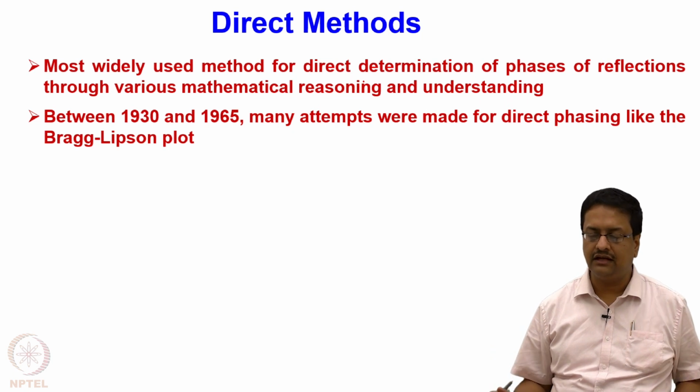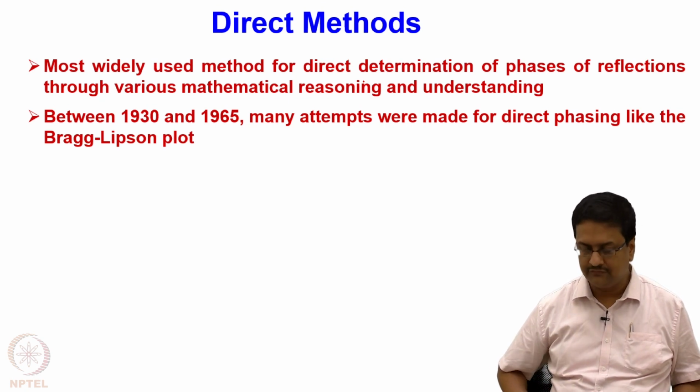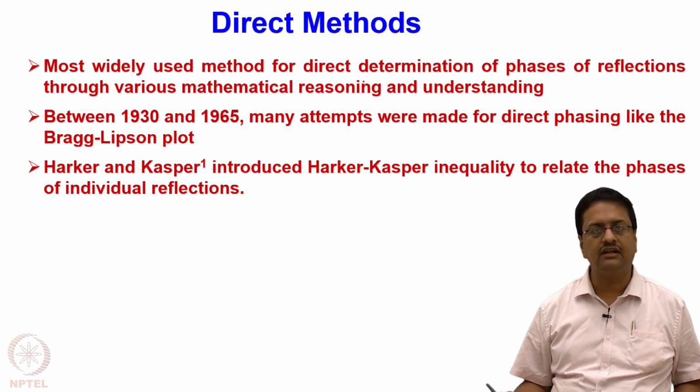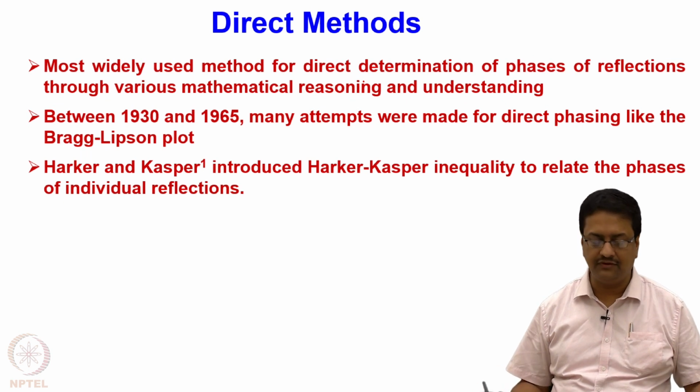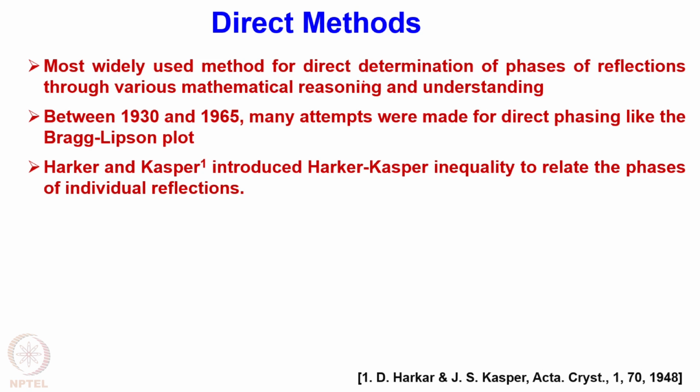Between 1930 and 1965, many attempts were made for direct phase determination, like the Bragg-Lipson plot and so on. The most important discovery in this period is by Harker and Kasper, who introduced the Harker-Kasper inequality to relate the phases of individual reflections. The reference here is given for the Harker-Kasper inequality.